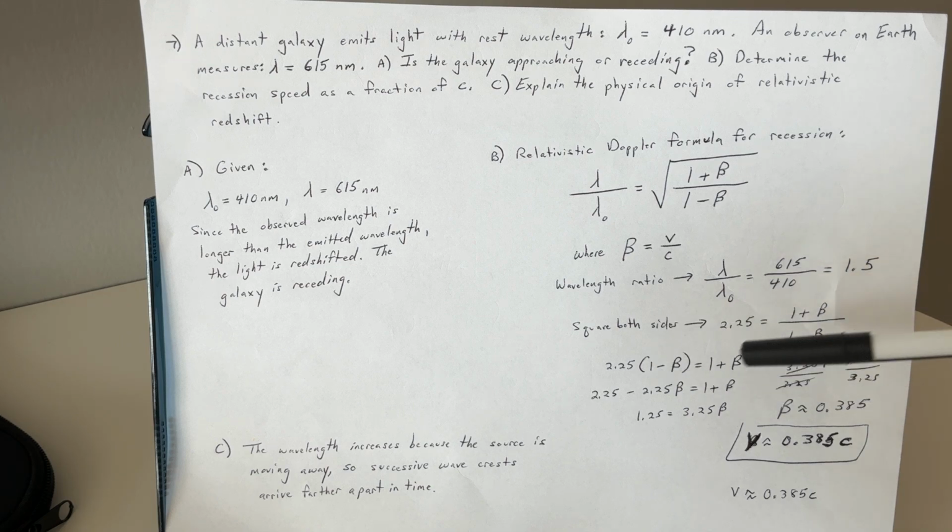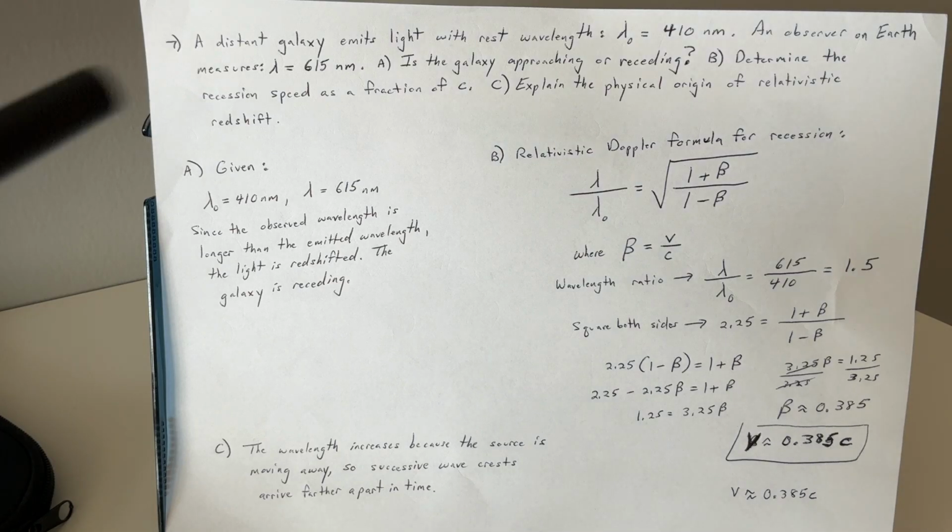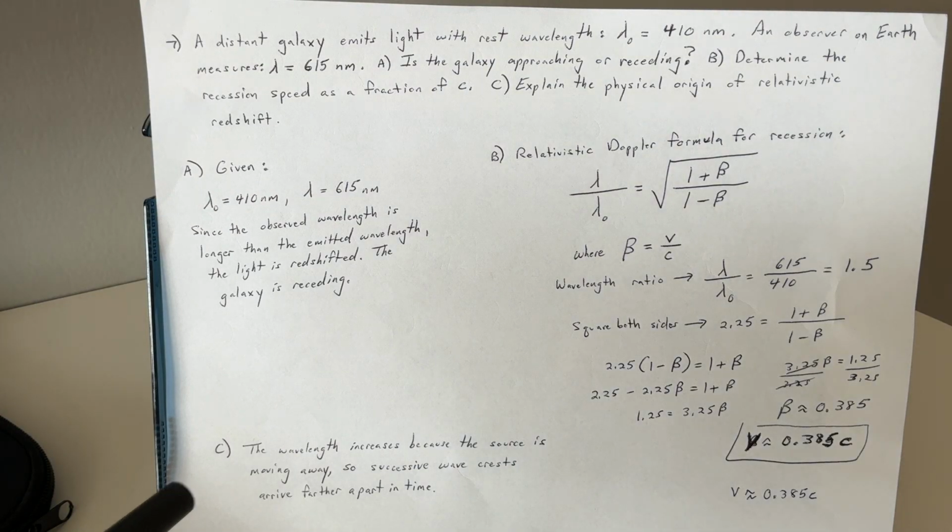We're going to solve here for beta. Beta, when it's isolated, is approximately 0.385. So that would mean this velocity is approximately 0.385 c. Okay? And for letter C, explain the physical origin of relativistic redshift. Well, for part C, the wavelength increases because the source is moving away. So successive wave crests arrive farther apart in time. So that takes care of number 7.